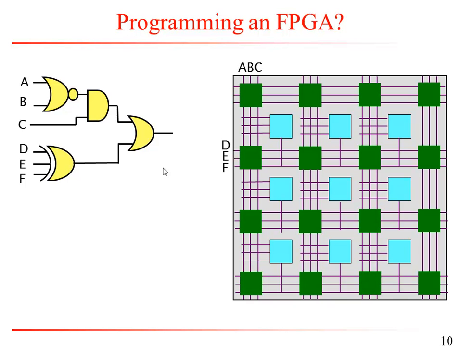So the first thing that you do is you decide on the pin location. So you would say that I have pin locations A, B, C here, and then D, E, F would be here. So these would be the inputs. These would be the input pins to your FPGA.